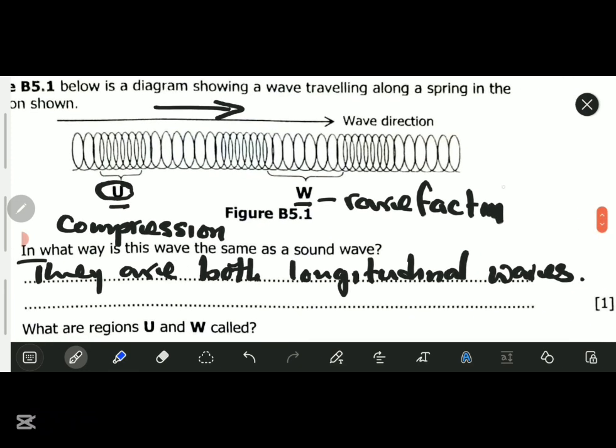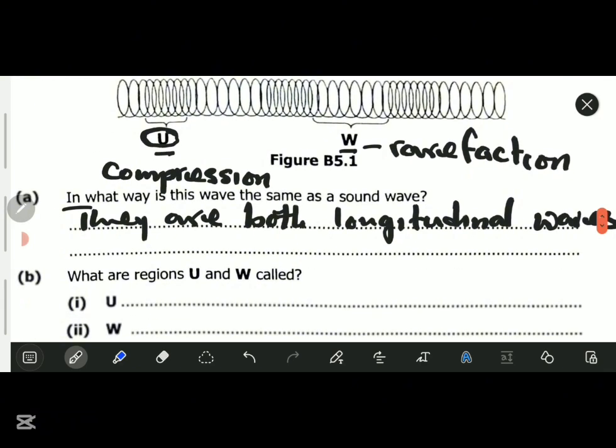So compressions and rarefactions. It means that both have compression regions and rarefactions. These compression regions are called regions of high pressure, while rarefactions are regions of low pressure. So if you don't want to say they are both longitudinal waves, you can say they both have compressions and rarefactions. That is also a similarity.